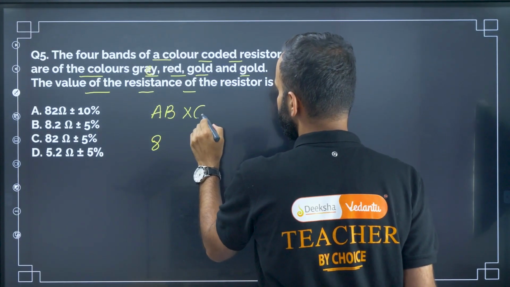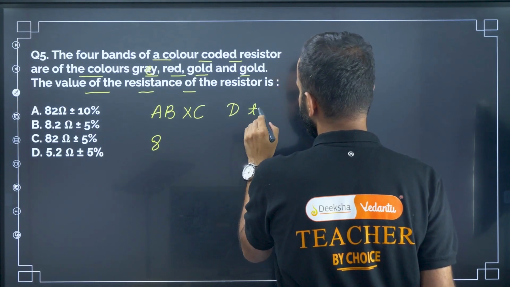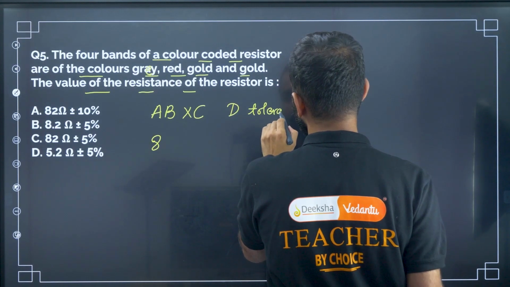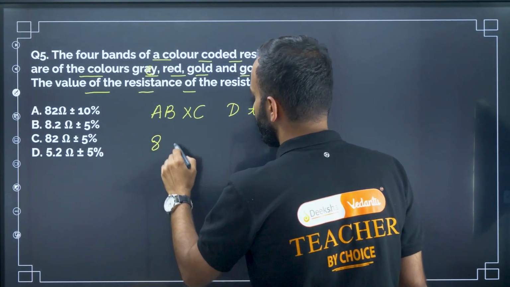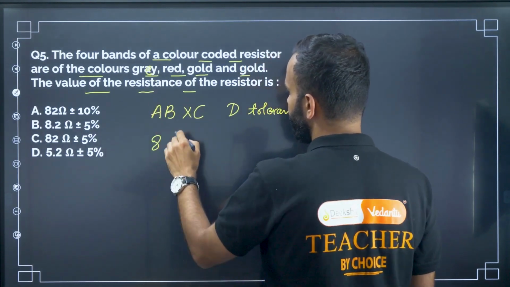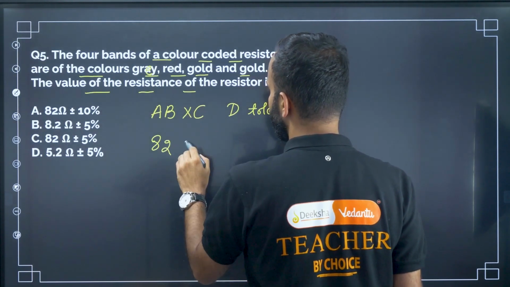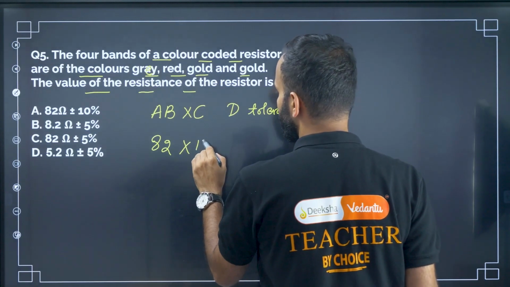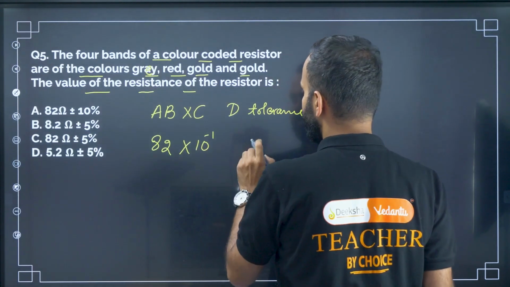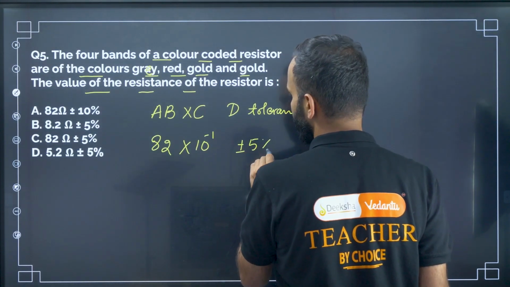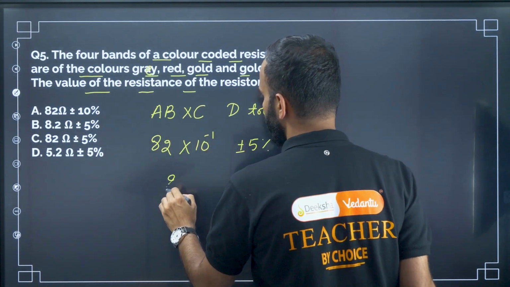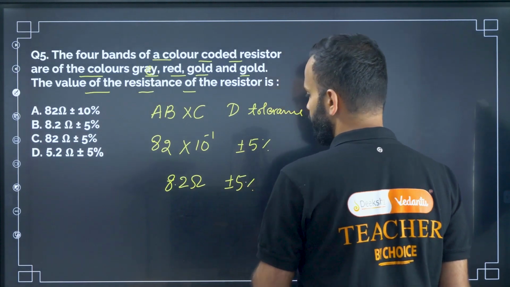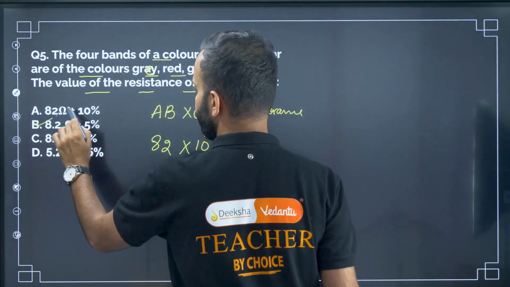So AB into C and D is the tolerance. A is 8, that is gray. For red, it is 2. And C is gold, that is 10 to the power minus 1, and D is plus or minus 5%. So 82 into 10 to the power minus 1 is 8.2 ohm, and plus or minus 5% tolerance. So the correct option is B.